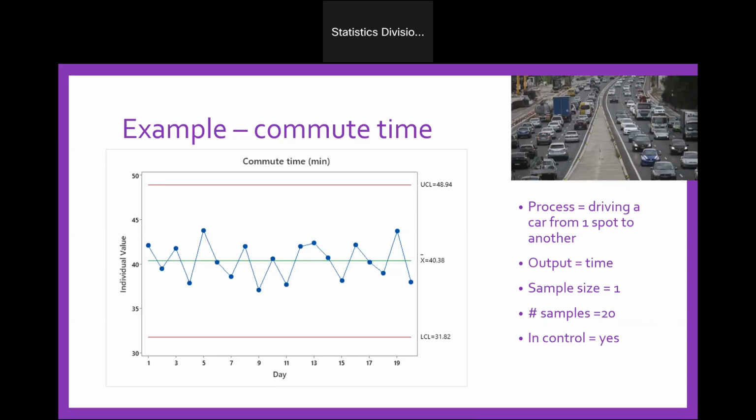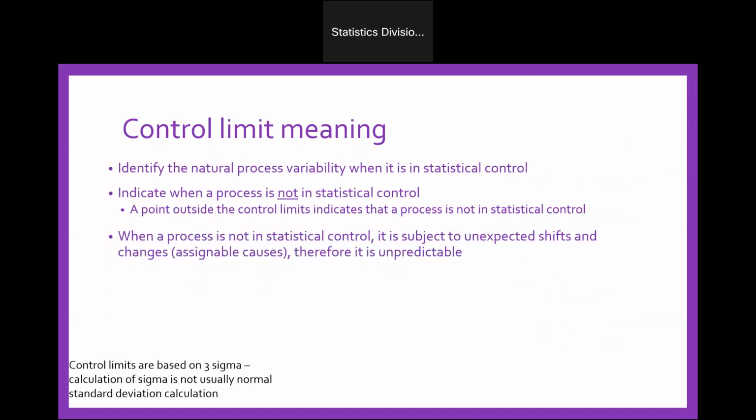And our measure of in control on this chart is going to be whether it's between the red lines, which are the control limits. And so far, all the data is within the red lines, so we're going to say it's in control. So the control limits can tell us what the natural process variability is when it's in statistical control. That's how the limits are defined.